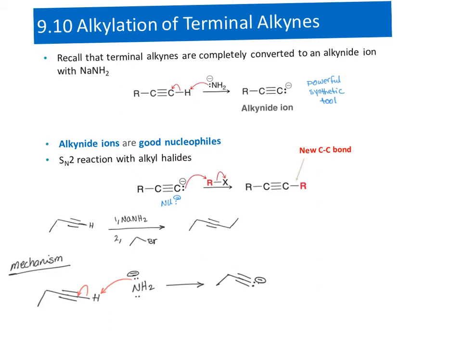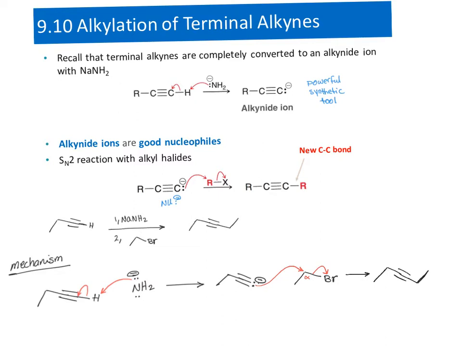Okay, then in the next step, we are going to add alkyl halide. So the alkynide ion has a lone pair of electrons. It's a source of electrons, so it is our nucleophile. And we know that in alkyl halide, the alpha carbon can act as electrophile. So the alkynide will attack the alpha carbon and kick off the leaving group. So we are going to form this product.